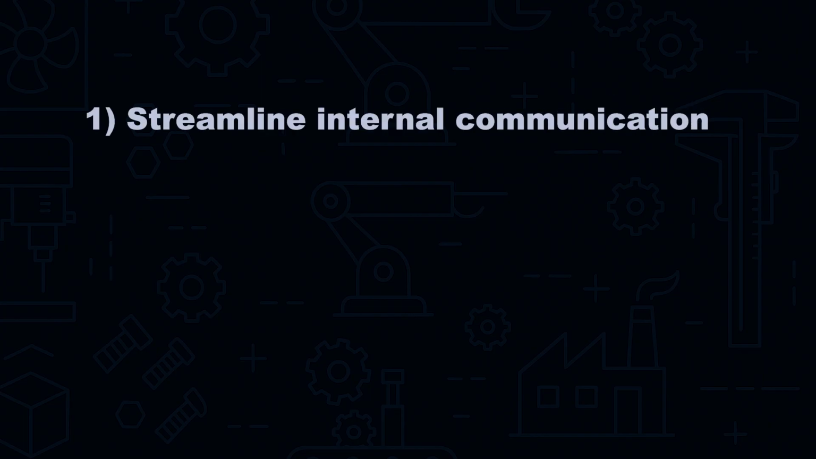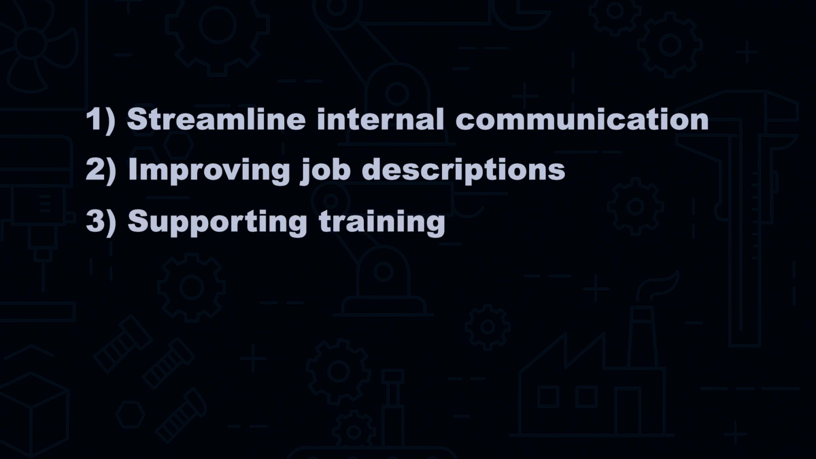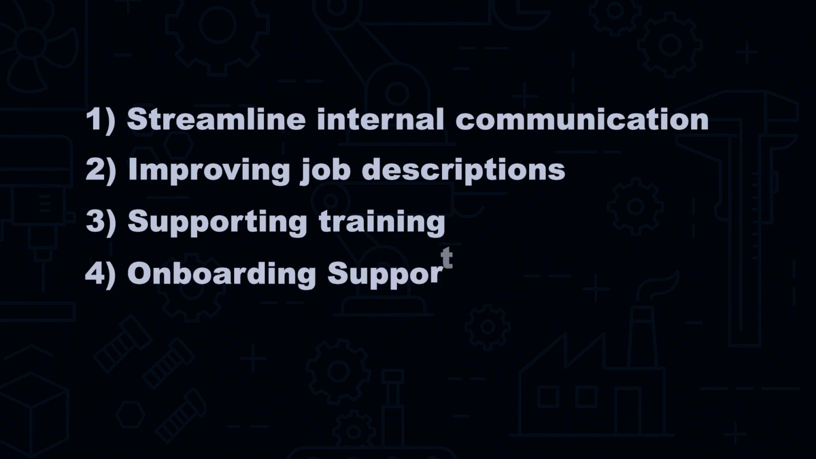We'll be looking at using AI to streamline your internal communication, things like announcements, instructions, improving job descriptions and hiring communication with job descriptions that reflect your culture, expectations, etc. Supporting training and on-the-job learning, using your standard operating procedures, safety standards, and training materials. Onboarding support for new employees.